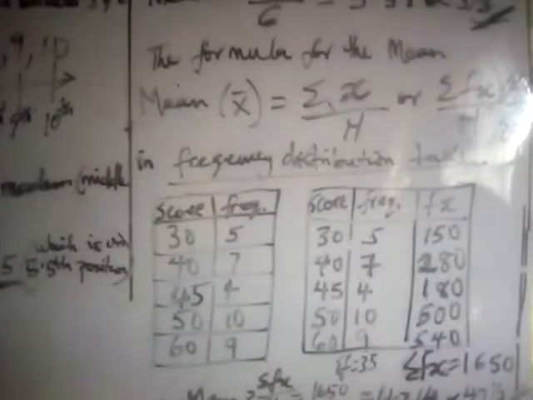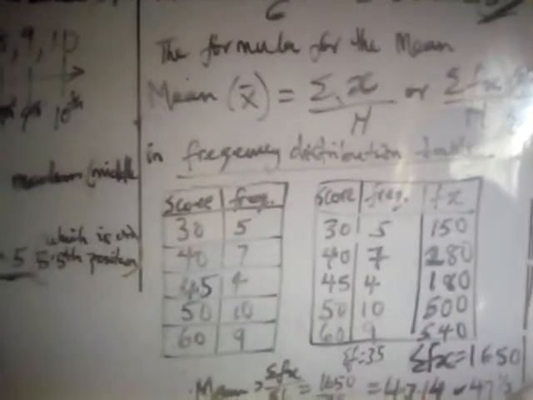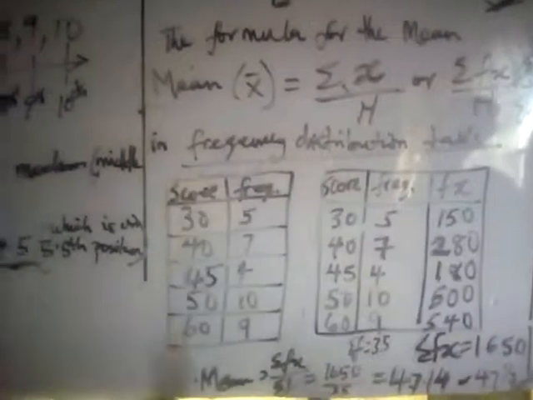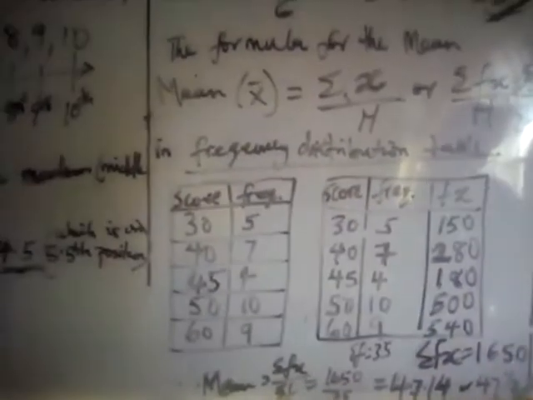In a frequency distribution table, let's say this table is given to us, and we are asked to find the mean of the values of this data in a distribution table. You have a score and you have a frequency. The scores are 30, 40, 45, 50, 60. Now what does this mean?